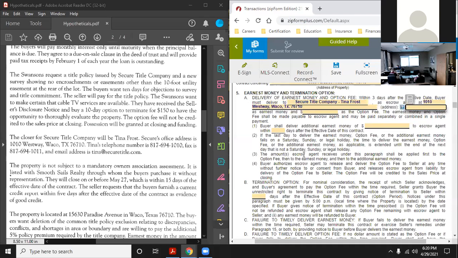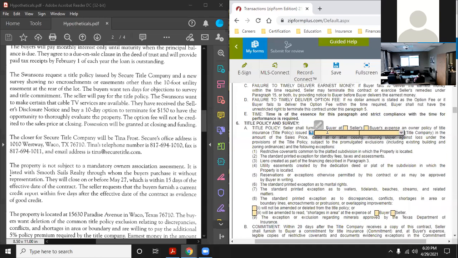So now we have that. So they request a title policy from them that will also be here. And a new survey showing no encroachments or easements other than the 10-foot utility easement. So basically they want a new survey done.